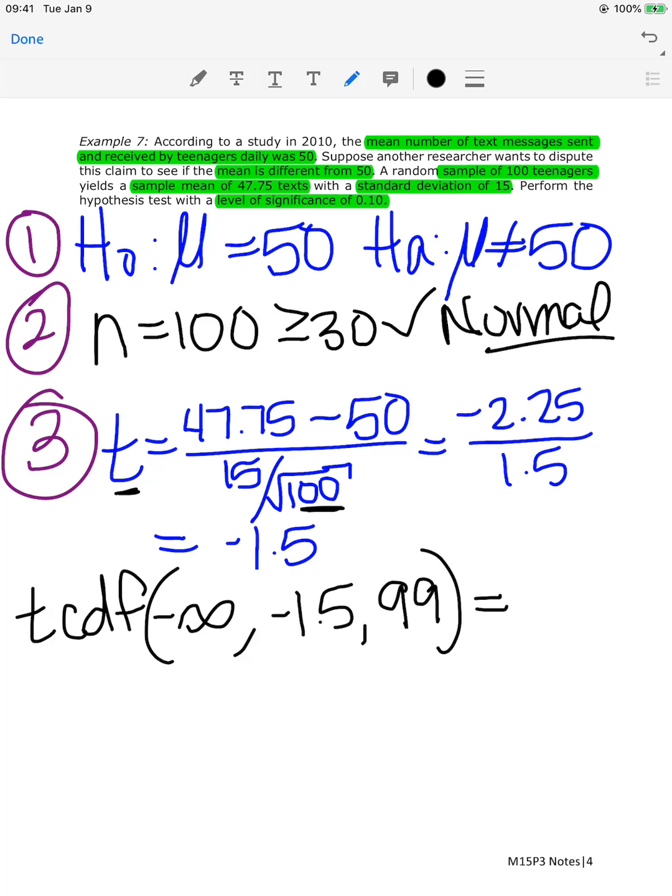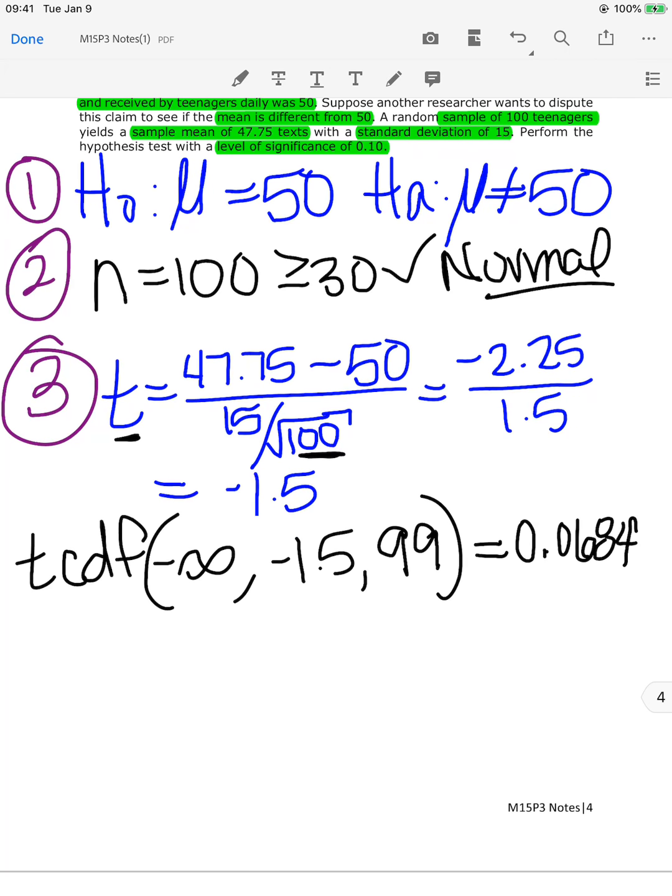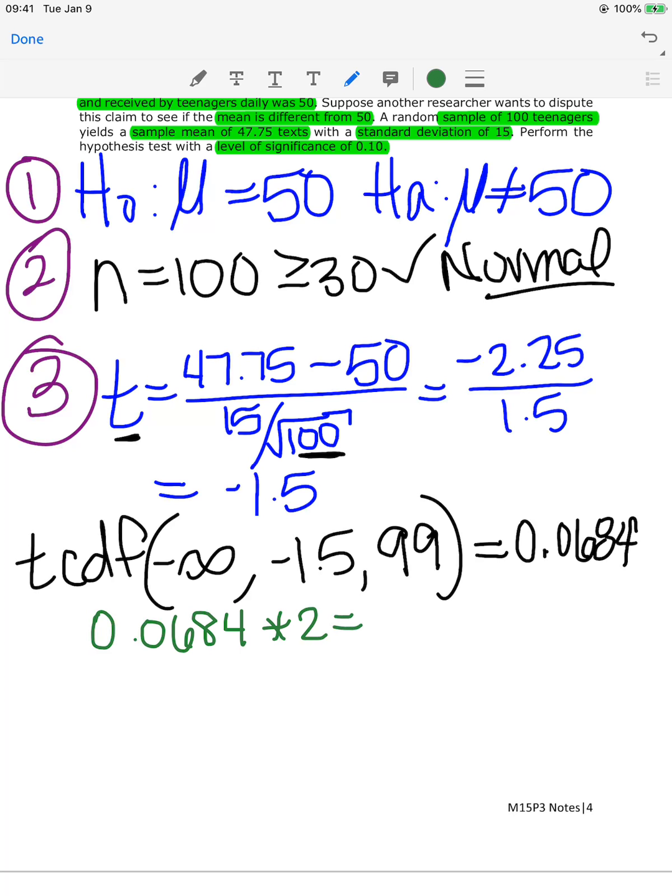All right, so let's go to our second VARS. Go down to tcdf, negative 1 million, negative 1.5, 99, and we get 0.0684. And because this is a two-tailed test, we have to multiply that by 2. 0.0684 times 2 is 0.1368.